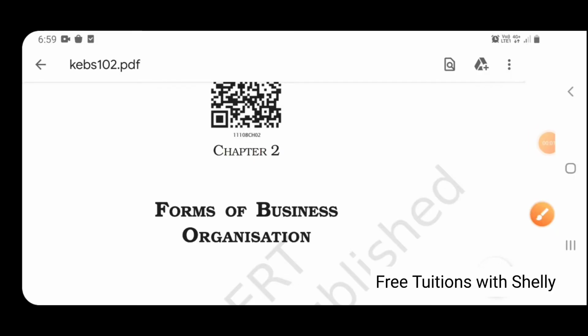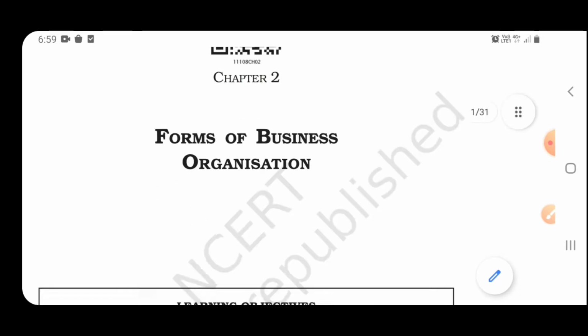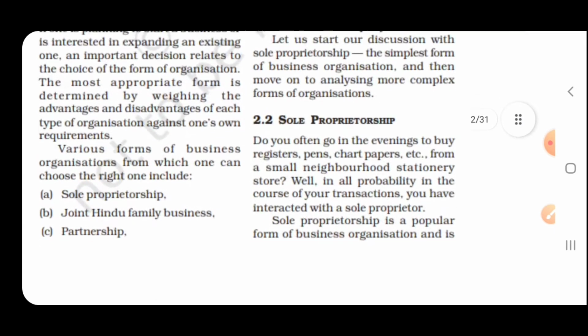And today we are going to discuss the second chapter, that is the forms of business organization. So in this chapter we will be studying what all types of business organization exist. So moving on to the introduction.